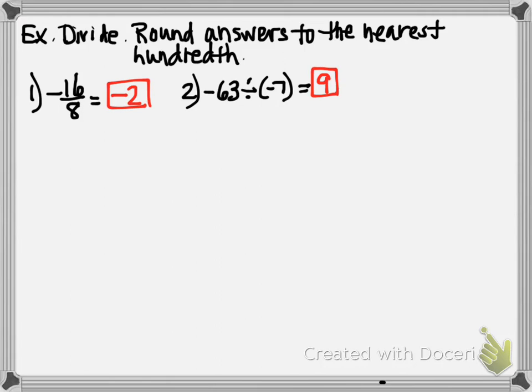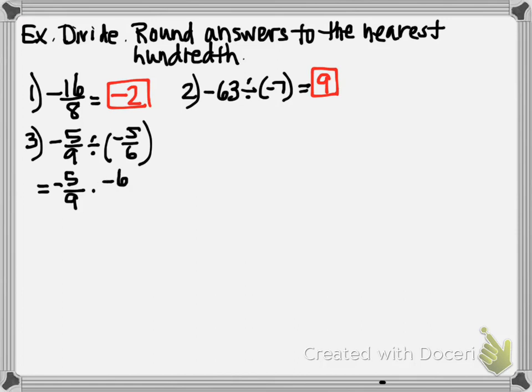Okay. What if we have a fraction problem and we have negative 5/9 divided by negative 5/6? And remember, these parentheses are just to make sure that the sign gets attached to the value. Okay, so job 1 is to rewrite this problem as a multiplication problem. So we keep, change, so division became multiplication, flip. And notice that what I do is I keep the sign on the numerator.